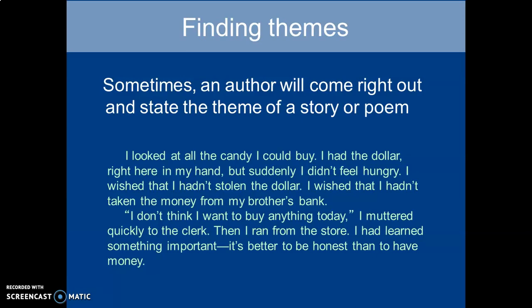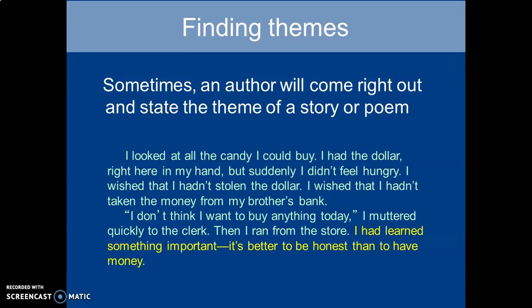Sometimes an author will come right out and state the theme of a story or a poem. I looked at all the candy I could buy. I had the dollar right there in my hand, but suddenly I didn't feel hungry. I wished I hadn't stolen the dollar. I wished that I hadn't taken the money from my brother's bank. I don't think I want to buy anything today, I muttered quickly to the clerk. Then I ran from the store. I had learned something important. It's better to be honest than to have money.